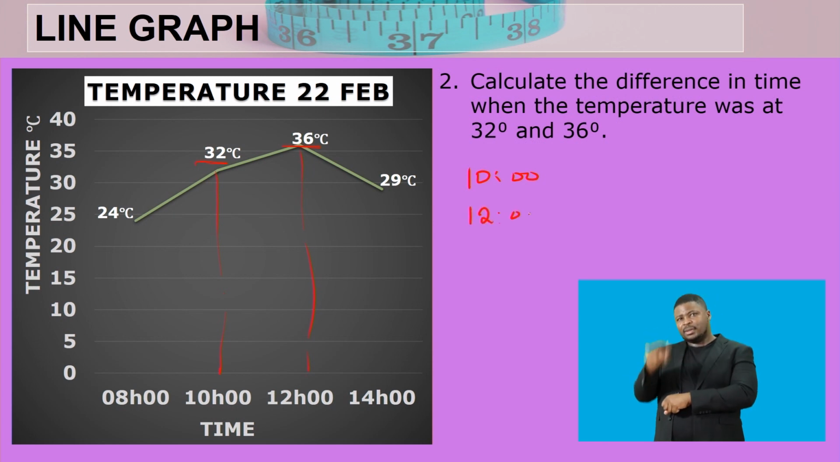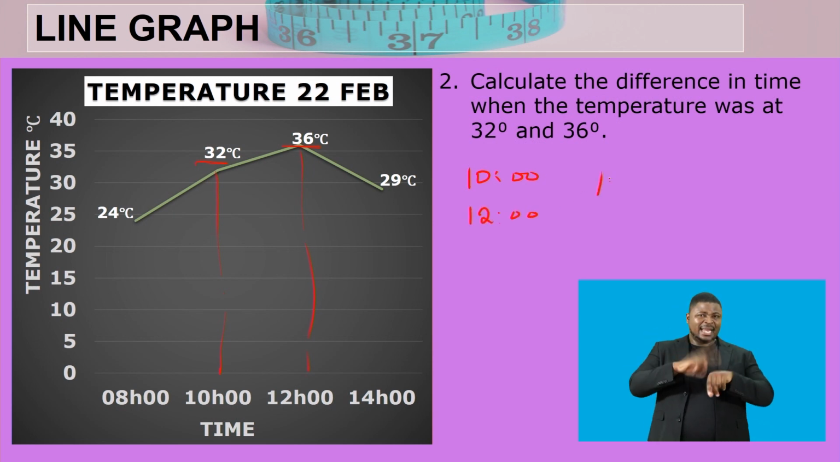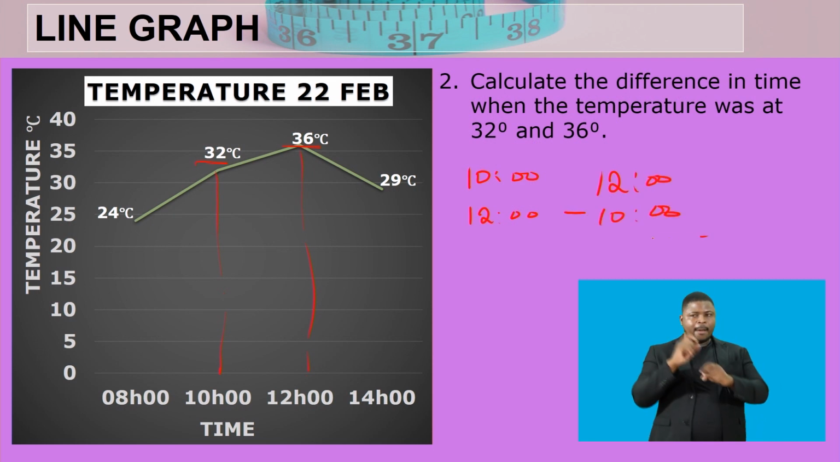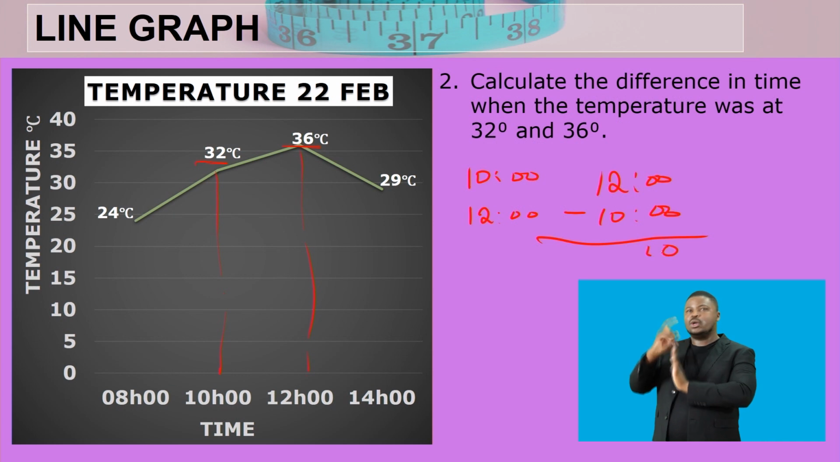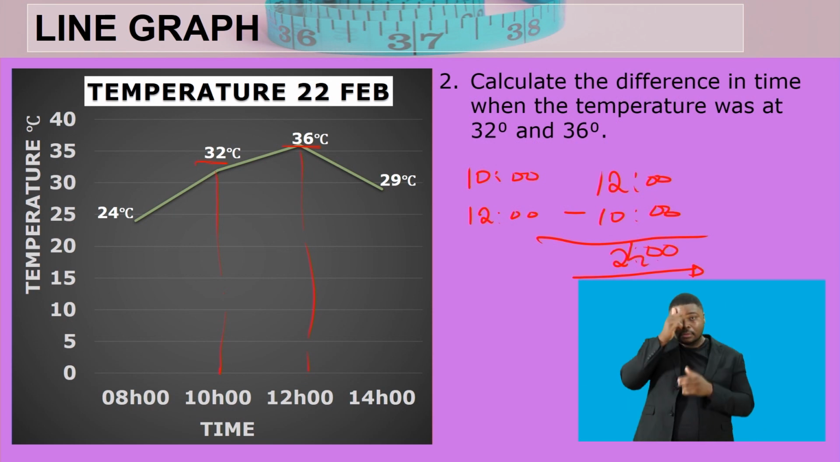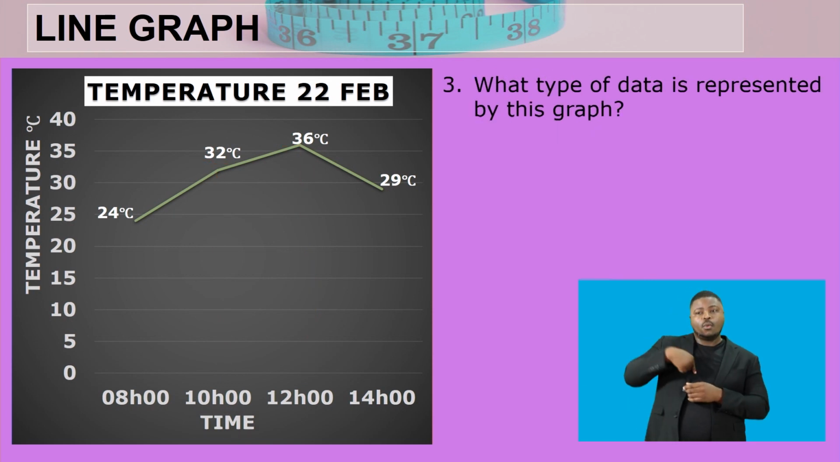So we have to find the difference in the time. So we're going to say 12 o'clock minus 10 o'clock. So what is the difference in time? It is actually 2 hours. So that is the difference in time. We are writing it as a duration.